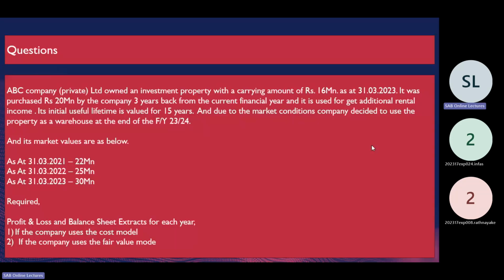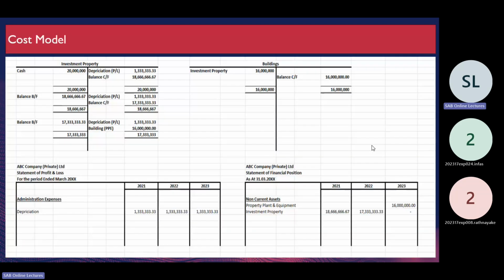Now we can recognize this property as a warehouse at the end of the financial year 23-24. We should recognize the carrying amount of this investment property under transfers, investment property to owner-occupied property. Okay, you can move to the next slide.